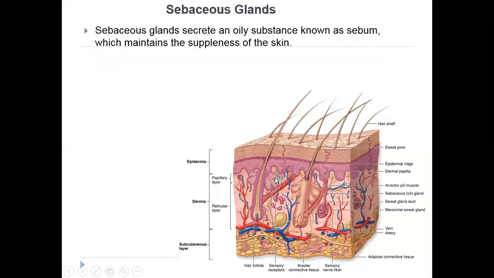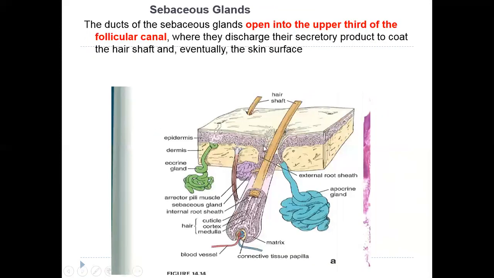Sebaceous glands secrete an oily substance called sebum, which maintains the softness of the skin. These are sebaceous glands. The duct of the sebaceous glands opens into the upper one third of the follicular canal, and they discharge the secretion onto the hair shaft, and through the hair it reaches the skin surface.